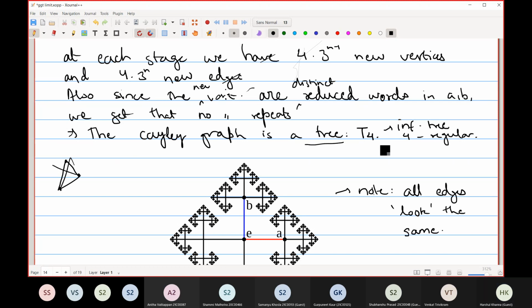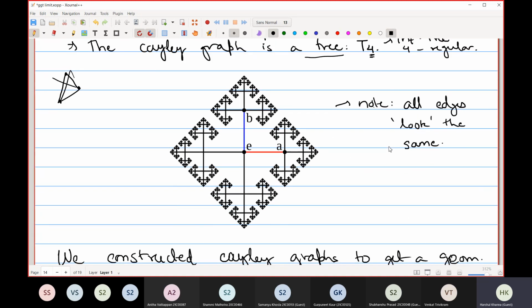And we saw that this 4 represents the valence. Each vertex is connected to 2 times the cardinality of the generating set many elements. So that's 2 into 2, 4. So this is an infinite tree. That's how it looks.